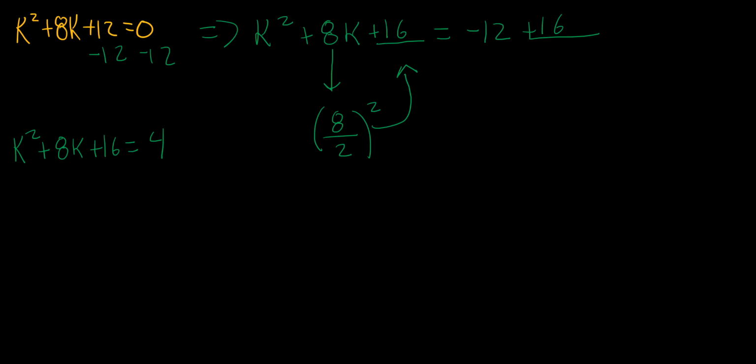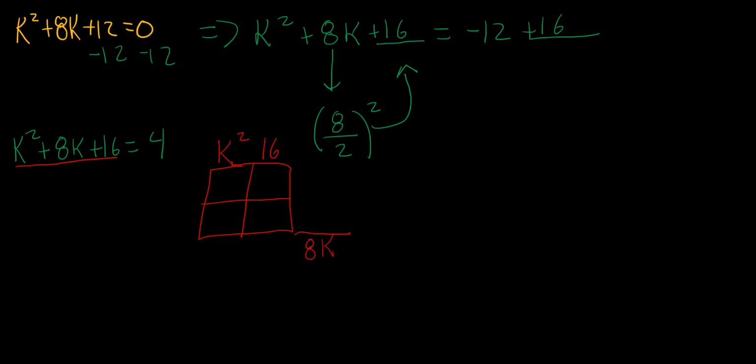So now what we can do is factor our perfect trinomial. In order to do that, I'm going to use the magic box. Set it up. k squared goes here. 16 goes here.